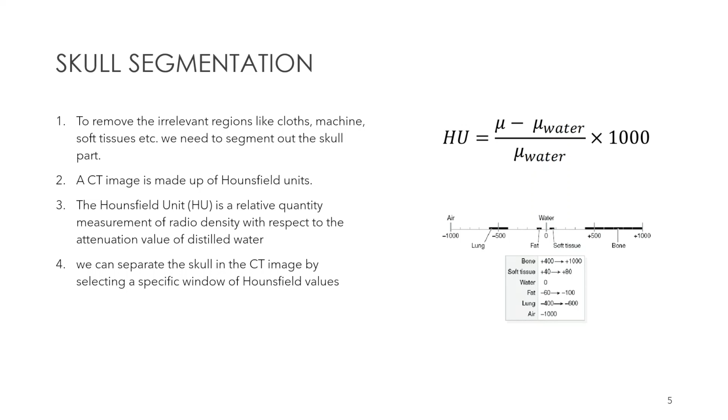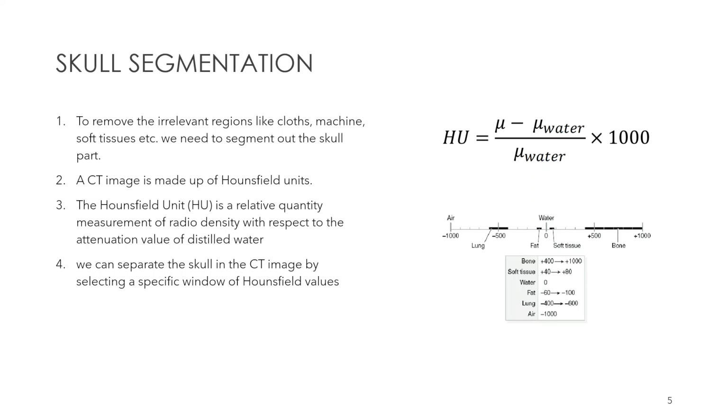Now, to remove the irrelevant regions like clothes, machines, soft tissues, etc., we need to segment out the skull part. This will be done with the 3D CT image. This three-dimensional CT image is made up of cubic voxels, which are equivalent to pixels in the 2D image. The values of those voxels is Hounsfield unit. The Hounsfield unit is the relative quantity measurement of radio density with respect to the attenuation value of distilled water at standard temperature and pressure.